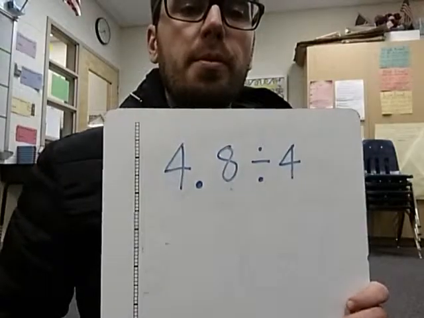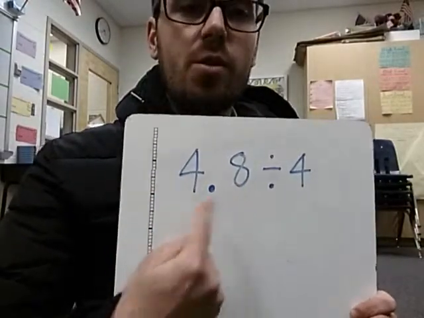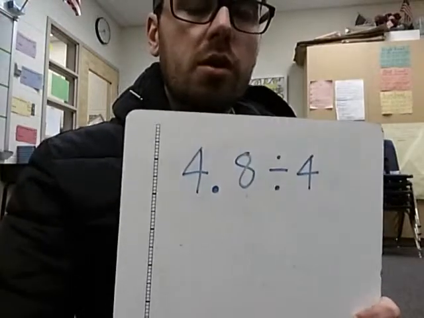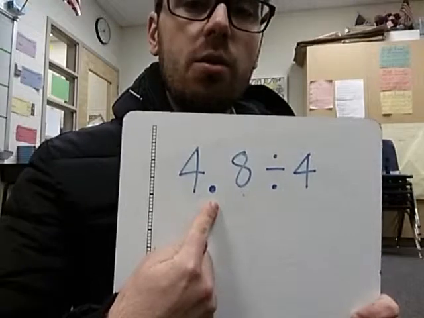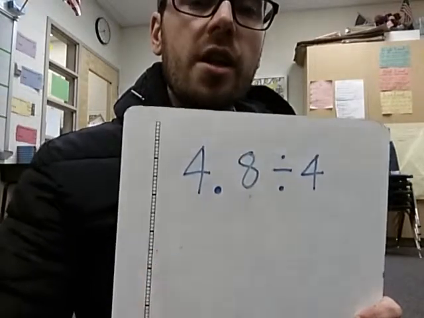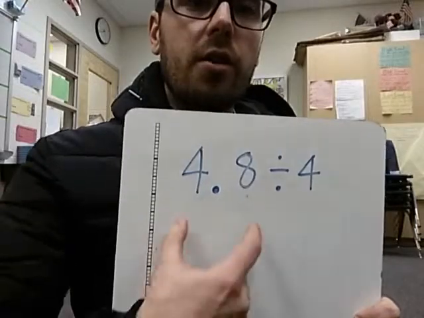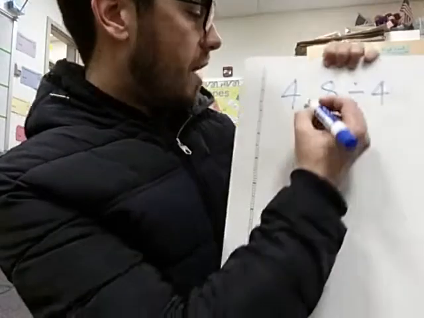Let me put up a problem. We have 4.8 or 4 and 8 tenths, so this is a decimal here, divided into four wholes, okay? Well, all we got to do is we're going to turn this into not a decimal, we're going to turn it into a fraction, okay? This is the strategy we are learning. We're learning how to convert decimals into fractions. So I'm going to go ahead and turn this into a fraction.